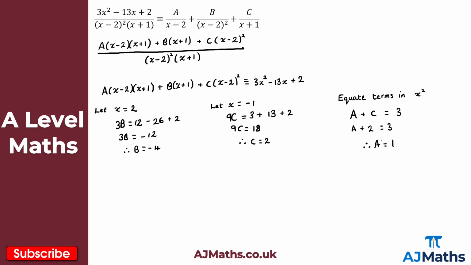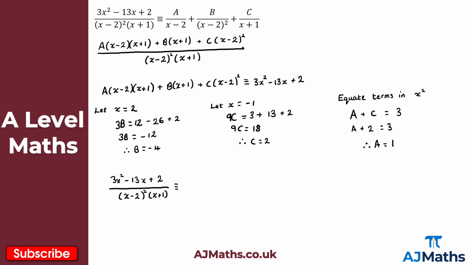And like you can see then, what we have now is the three constants that we needed. So a, b, and c. So finally then, just like we've seen now for the previous examples, all I'm going to do is just rewrite this here and substitute the values of a, b, and c in. So in that case then, 3x squared minus 13x plus 2 all over x minus 2 all squared times x plus 1.